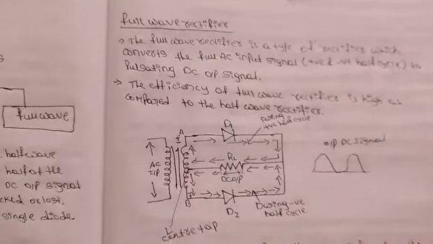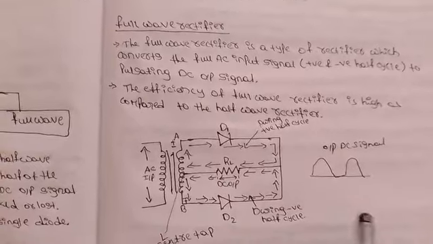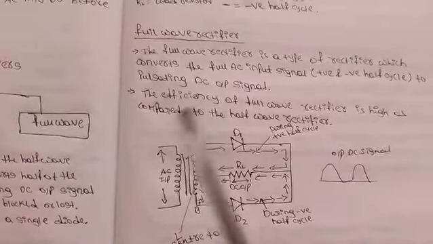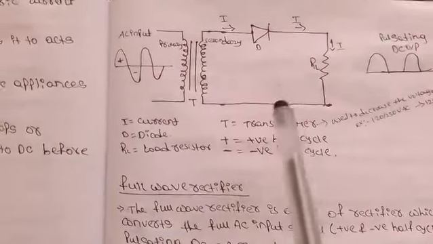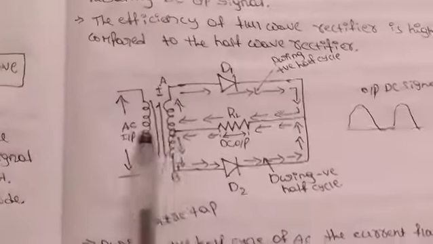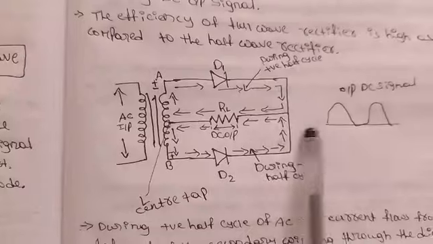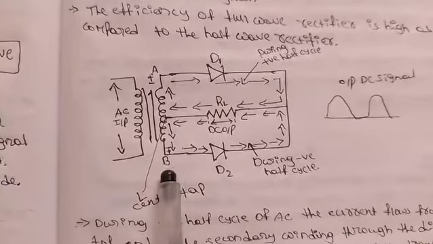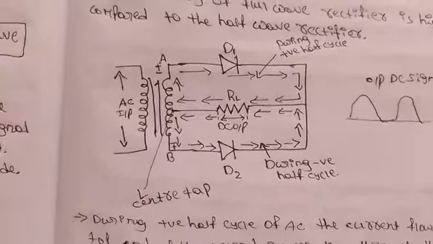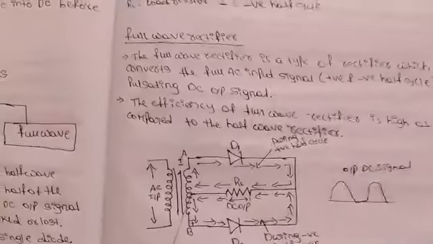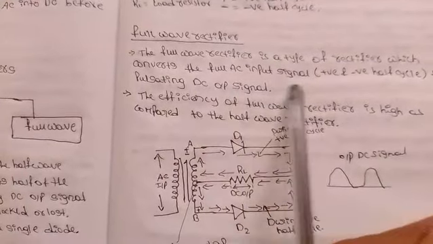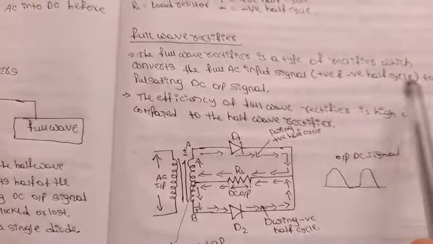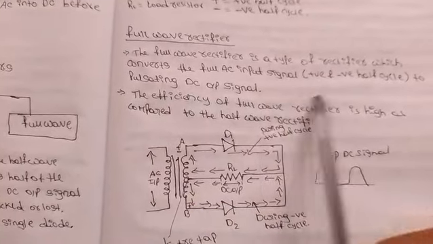Let's go to the full wave rectifier. We know that in the half wave rectifier, current flows only in forward bias and is blocked in reverse bias. Here it will flow in both directions, forward bias and reverse bias. Let's see how it happens. The full wave rectifier is a type of rectifier which converts the full AC input signal, positive and negative half cycle, to a pulsating DC output signal.